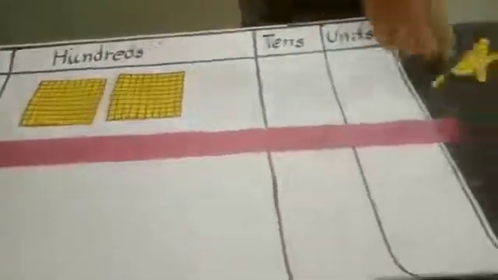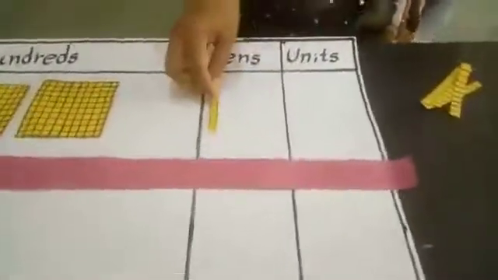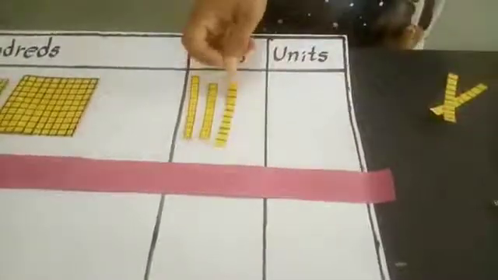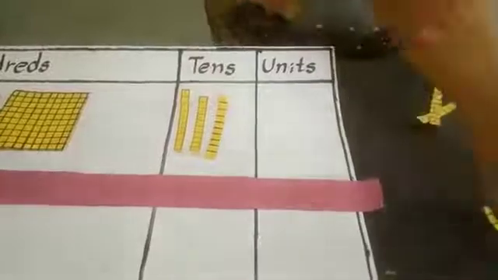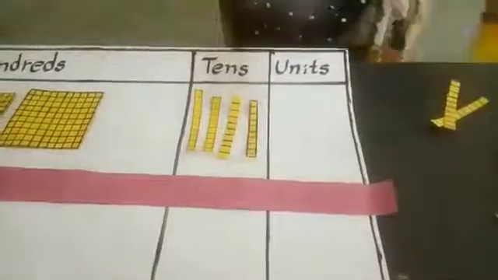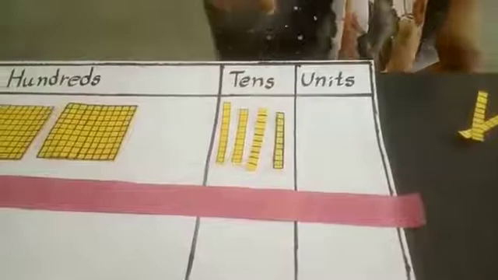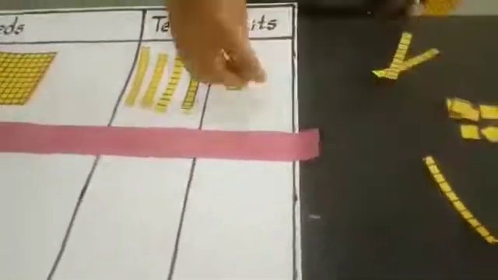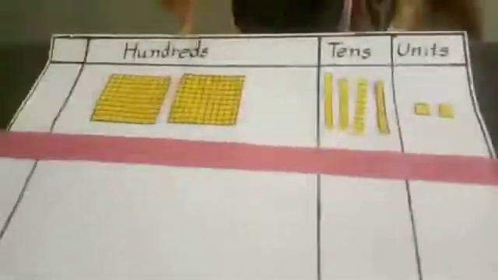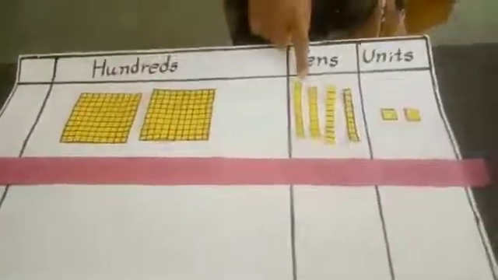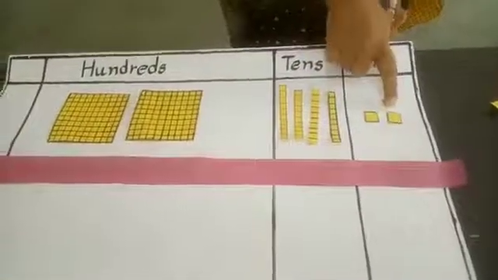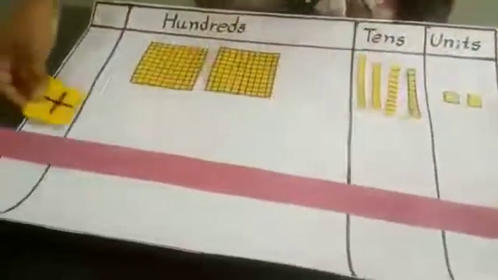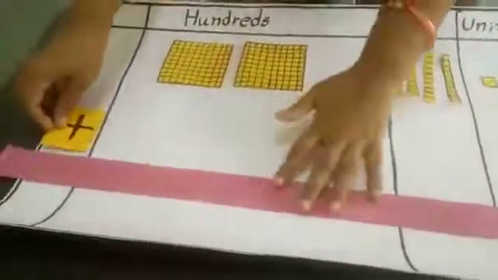Now I will put 4 tens. 1, 2, 3 and 4. Now how many units will I put? You see, 1 and 2. Now see, 200, 4 tens, 2 units. Now we will do the addition. Here we will put the sign of addition.